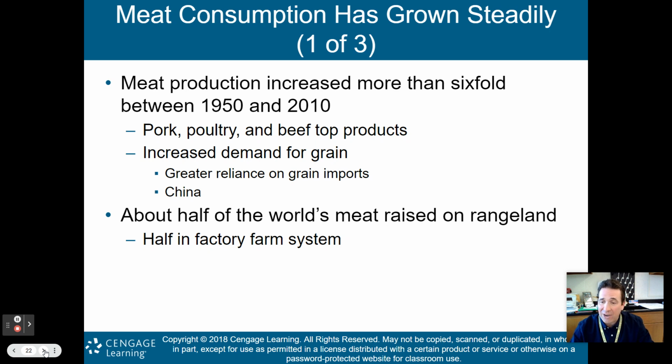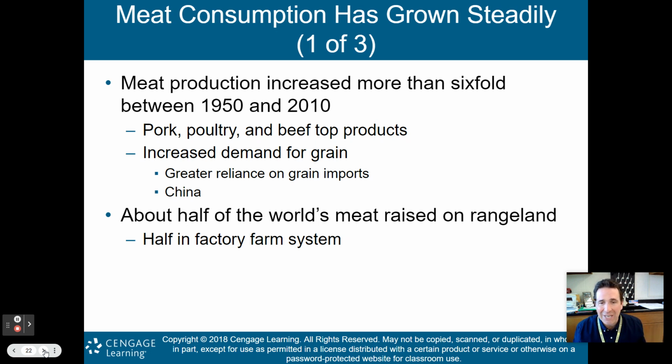greater reliance on grain imports like China. But unfortunately, now that grain that you were making to feed people, now you are using to feed all these cattle and chickens and pigs. So again, we're now using our monoculture to feed these animals, which again just snowballs the adverse effects on the environment.